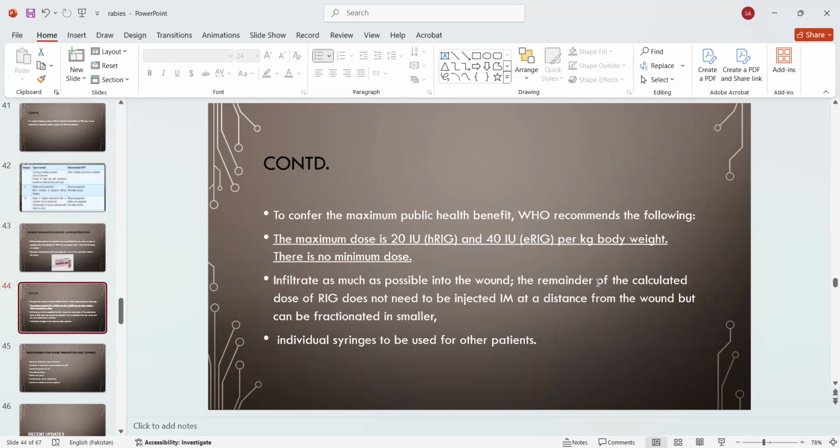To confer the maximum public health benefit, WHO recommends the following. The maximum dose is 20 international units per kilogram of body weight for human rabies immunoglobulin and 40 international units per kilogram for equine. There is no minimum dose. Infiltrate as much as possible into the wound. The remainder of the calculated dose of immunoglobulin does not need to be injected intramuscularly at a distance from the wound, but can be fractionated in smaller individual syringes to be used for other patients.